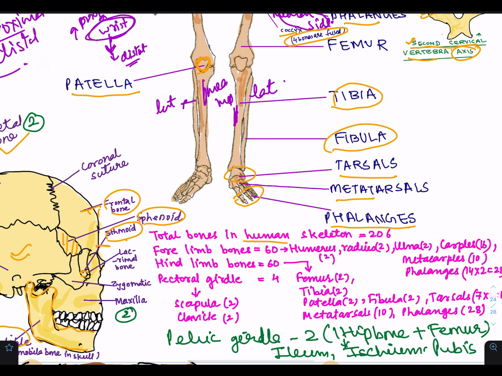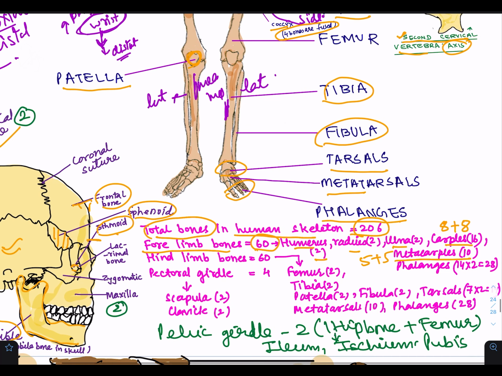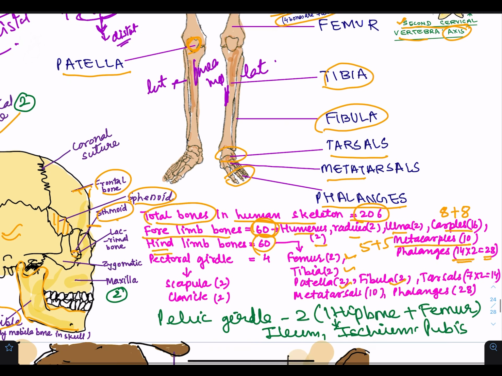Now our human skeleton has 206 bones in total. Forelimb bones are 60. How are they 60? Humerus 2 in number, radius 2, ulna 2, carpals 16, because 8 in one wrist and 8 in the other wrist. Metacarpals are 10, obviously 5 plus 5. Phalanges 14 into 2, so 28. This all makes the number 60. Hind limb bones, that is lower limb bones, are 60 again: femur 2, tibia 2, patella 2, fibula 2, tarsals 14, metatarsals 10, and phalanges 28.